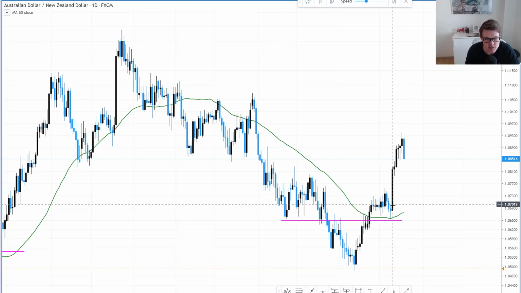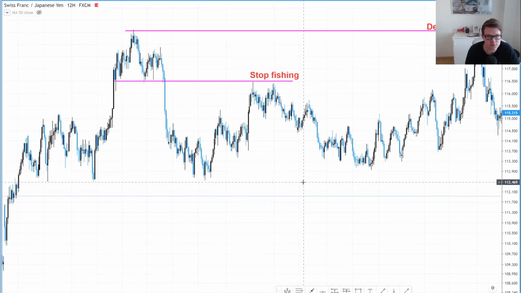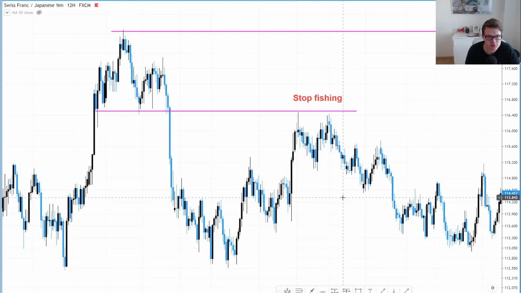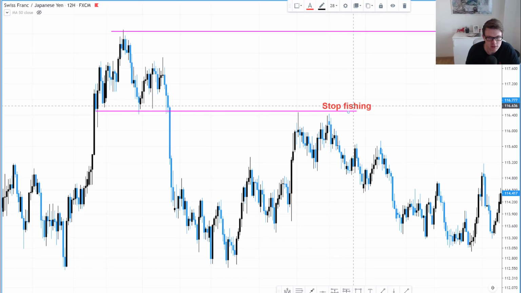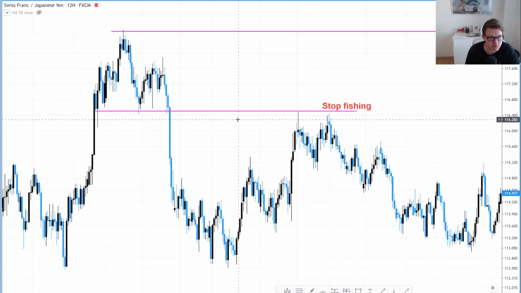uptrend. This is the daily chart, so you could also, once the market has broken out, go to a lower time frame and wait for a retracement pattern on the lower time frame, and then trade this retest with a multi-time frame approach. Here we have two different support and resistance approaches. The first one is stop fishing, targeting break-even stops.